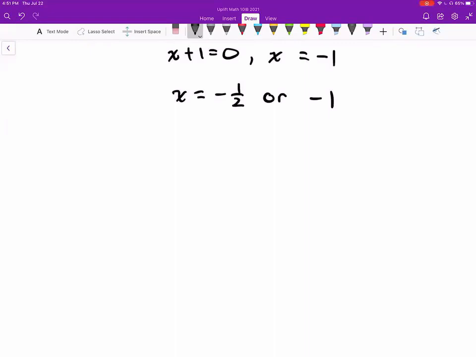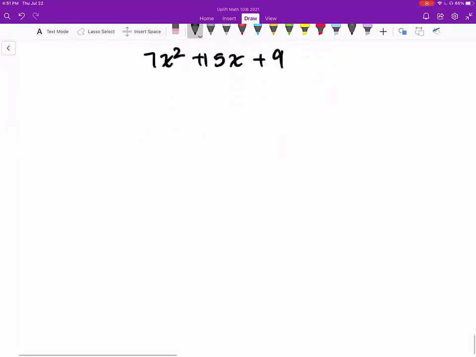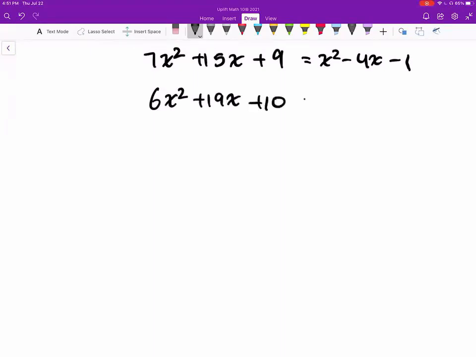Sure. Yeah, we can choose 7x squared plus 15x plus 9 is equal to x squared minus 4x minus 1. Okay, well, let's just move everything to the left side. So we move the x squared over, we get 6x squared, and then we add the 4x, we get 19x, and then we add the 1, which gives us plus 10, and that equals 0. That one might be solvable, but let's try it anyways.